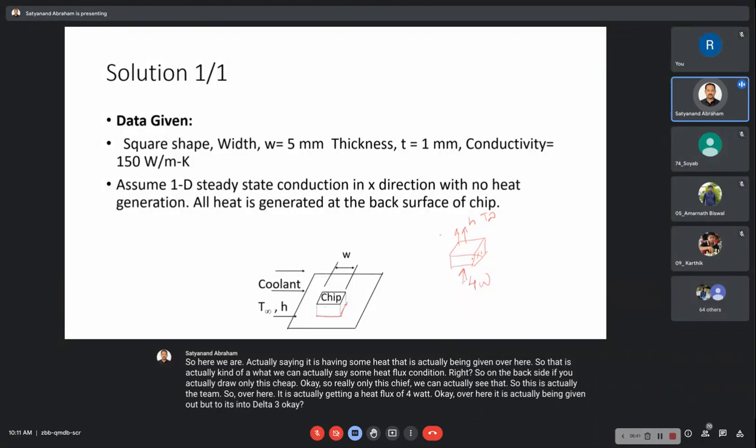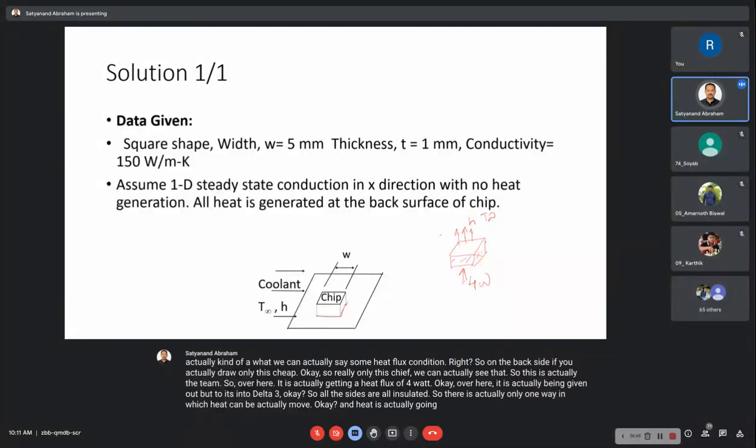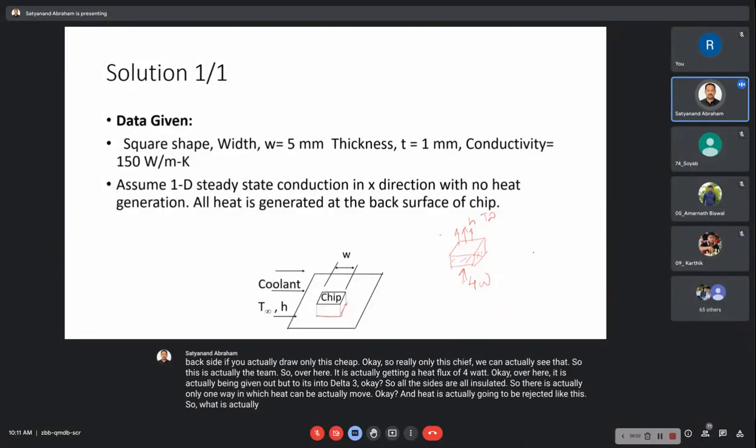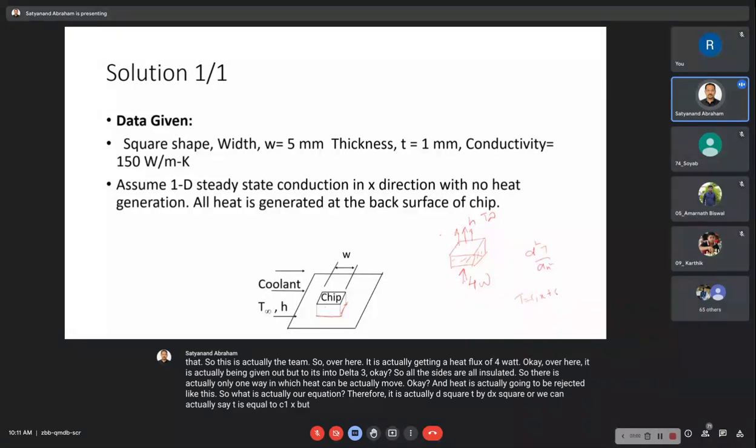So all the sides are insulated. There is only one way in which heat can be moved, and heat is going to be rejected like this. So what is our equation? Therefore, it is d square T by dx square equal to 0, or we can say T is equal to C1 x plus C2. But this profile is not asked.